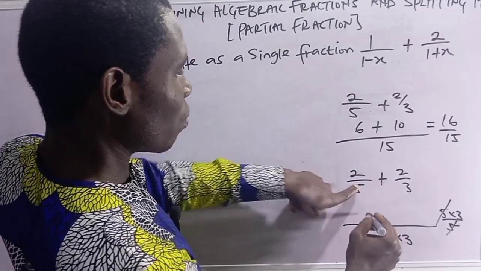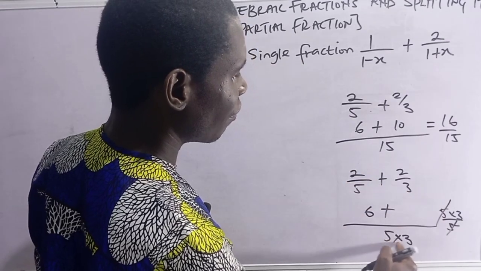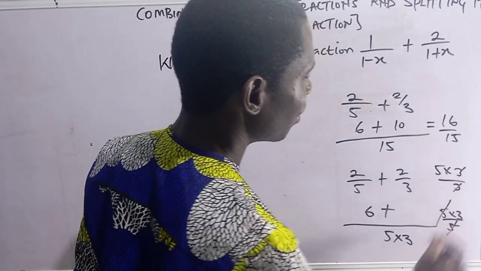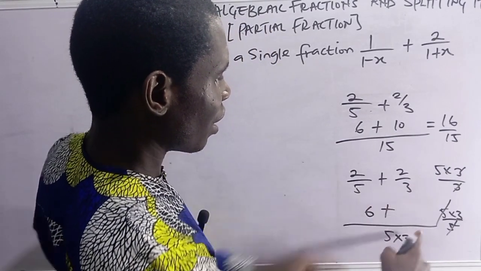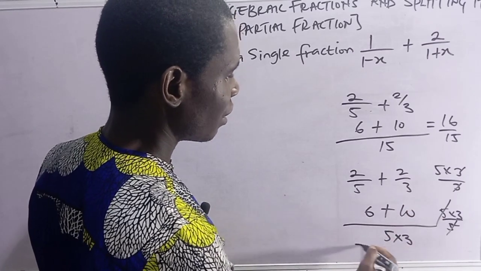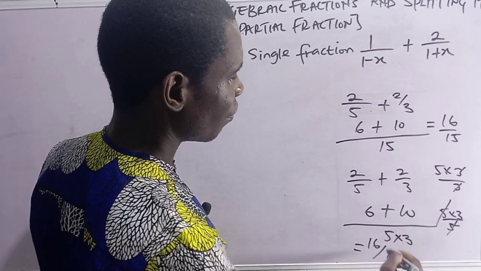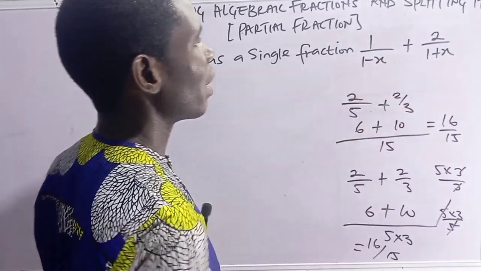This 3 times 2 is 6, plus. Similarly, 3 into 5 times 3 is the same as 5 times 3 divided by 3, and 3 will cancel out. So we can just say 3 cancels 3, 5 is left, 5 times 2, 10. Same answer, 16 all over 15. So that's what we'll be doing here.